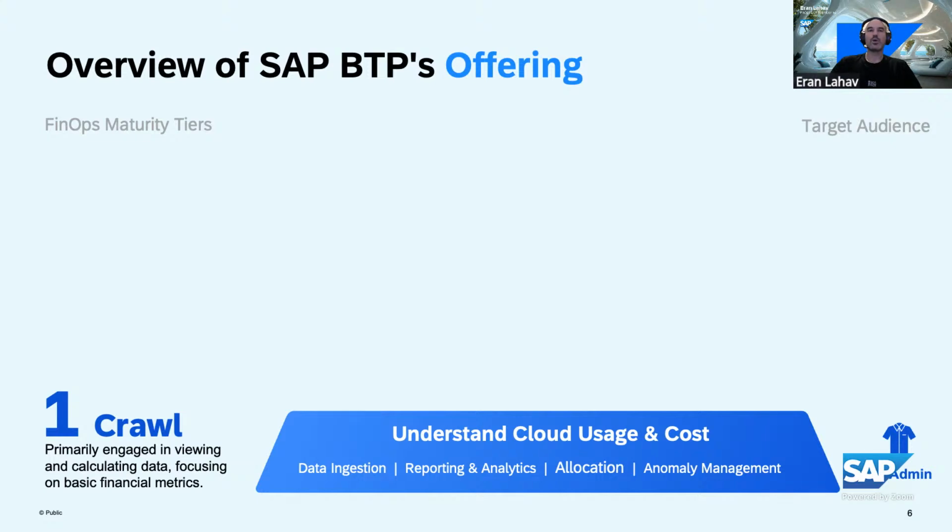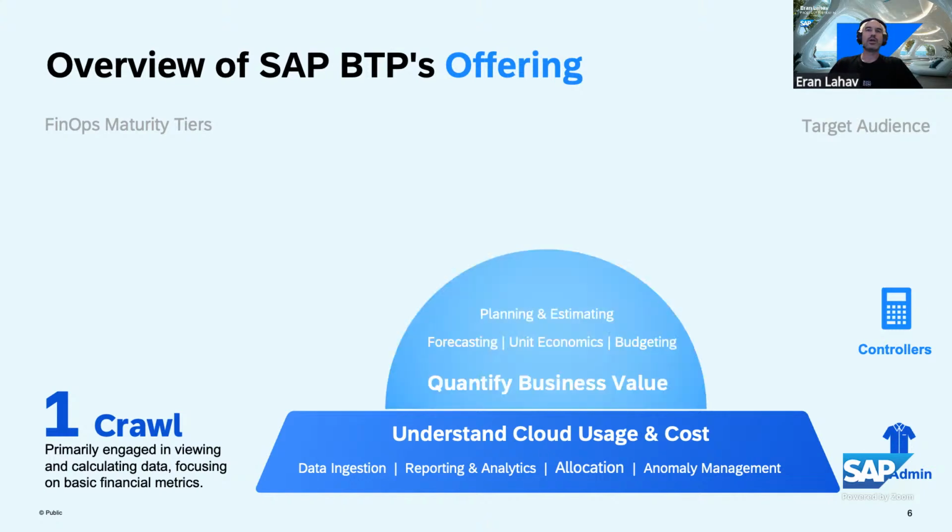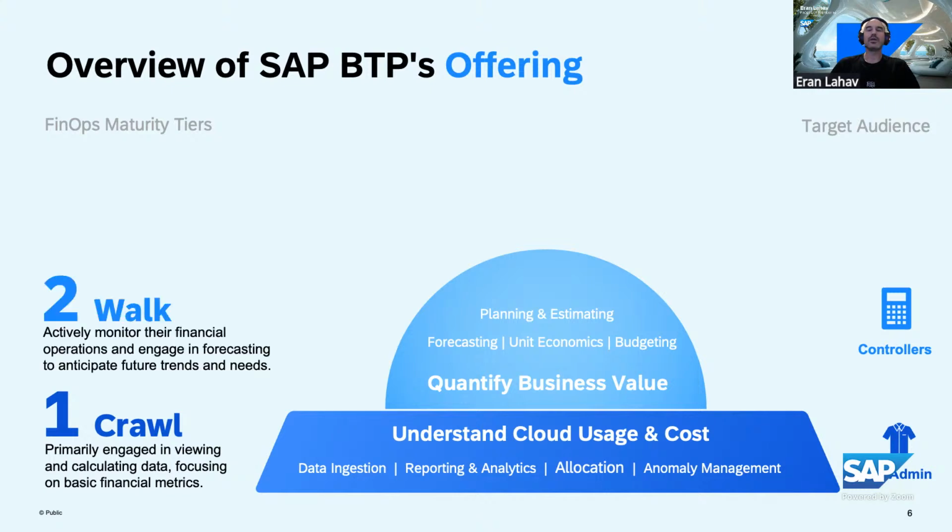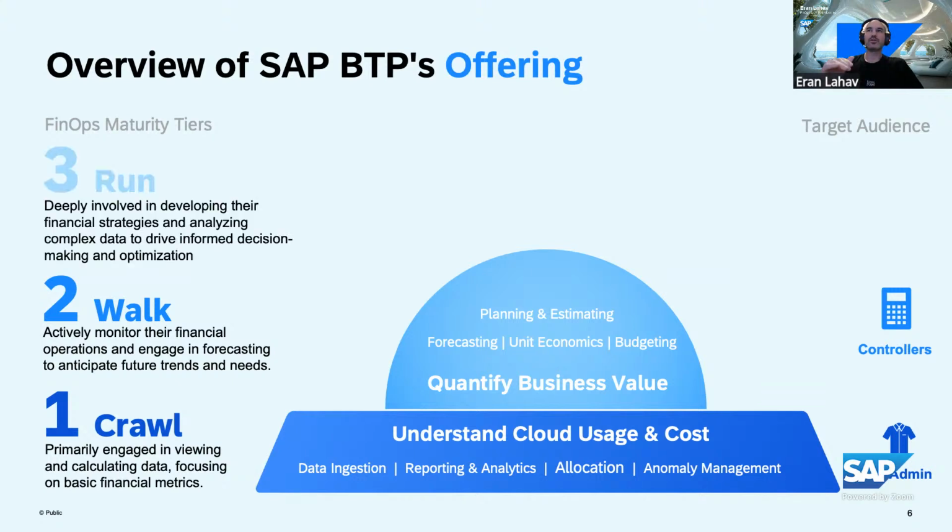The second layer, which we call walk, is meant for business controllers, those colleagues in our companies who are interested in taking usage and cost data and turning it into business value, and trying to understand from it how to plan ahead, how to forecast future budgets, and how to keep a project within its budget. In this layer, we are giving controllers more tools to handle their needs. This is the walk.